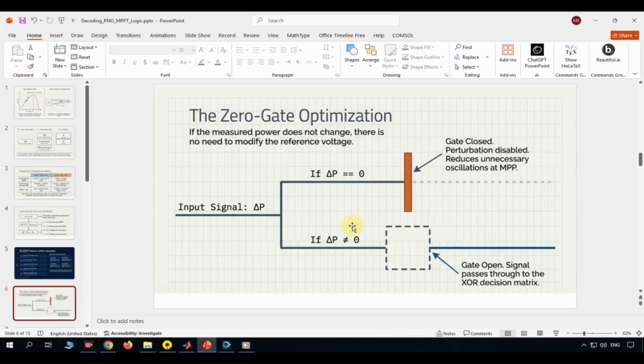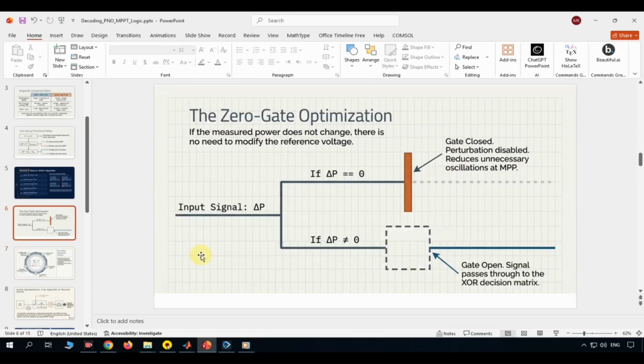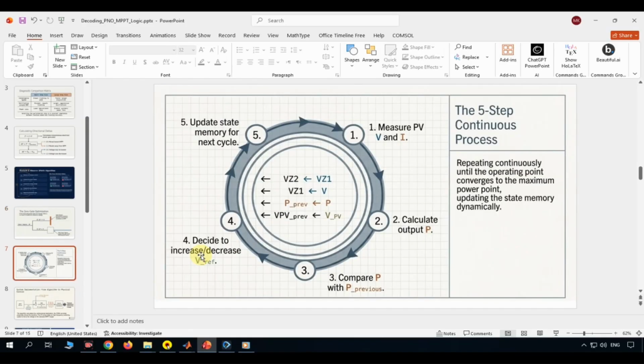The new reference voltage is then computed. The controller starts from the previous reference voltage and either increases or decreases it by 1 perturbation step. This updated voltage becomes the new operating point of the PV array.